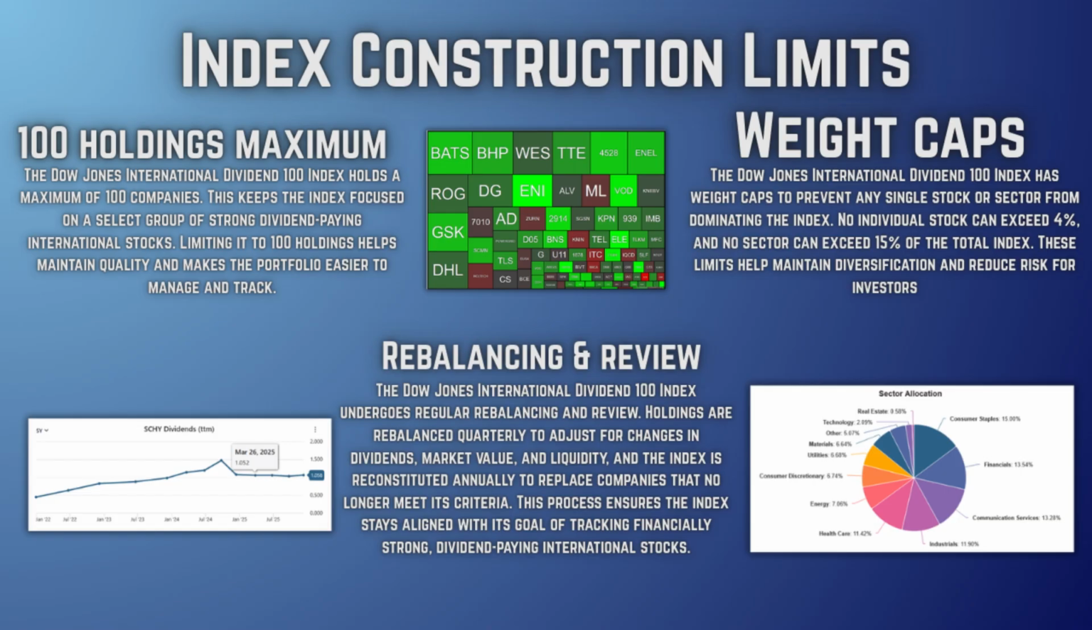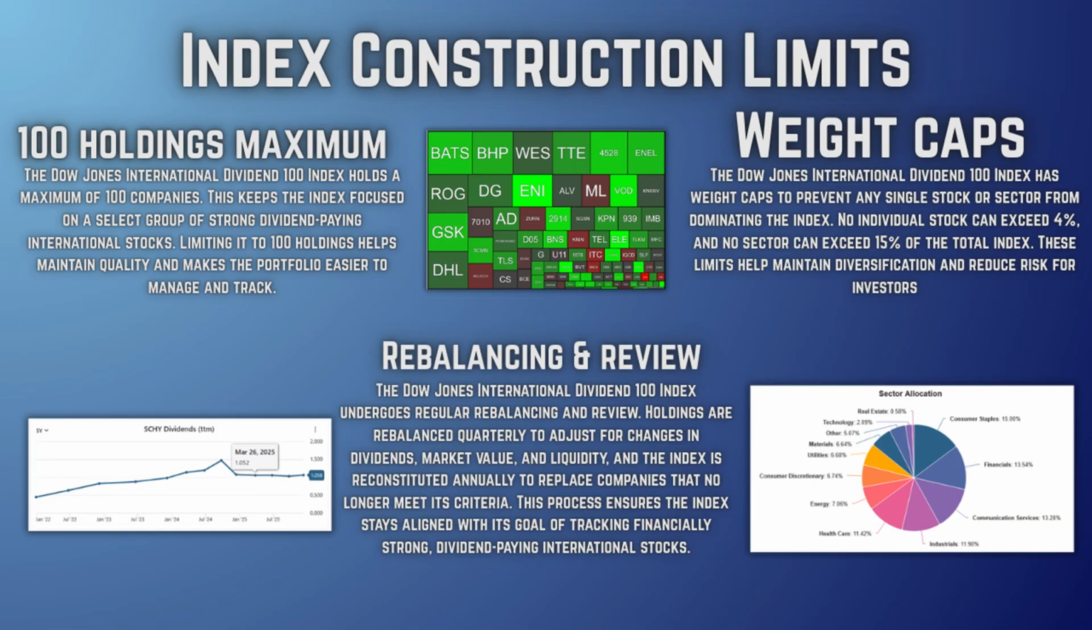The next index construction limit we'll be going over is weight caps. No single stock can make up more than 4% of the ETF, and no single sector can make up more than 15%. This allows more diversification and reduces overall risk for investors. What this helps with is not letting a stock like Nvidia or a sector like oil or technology have huge swings in the market affecting the entire ETF.